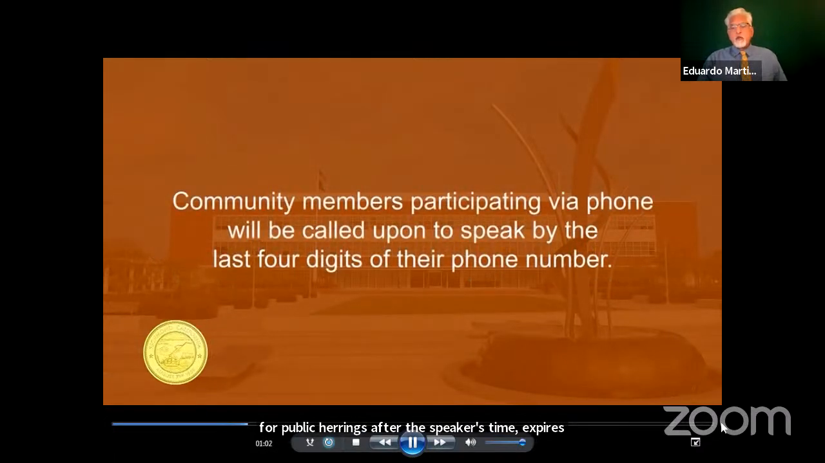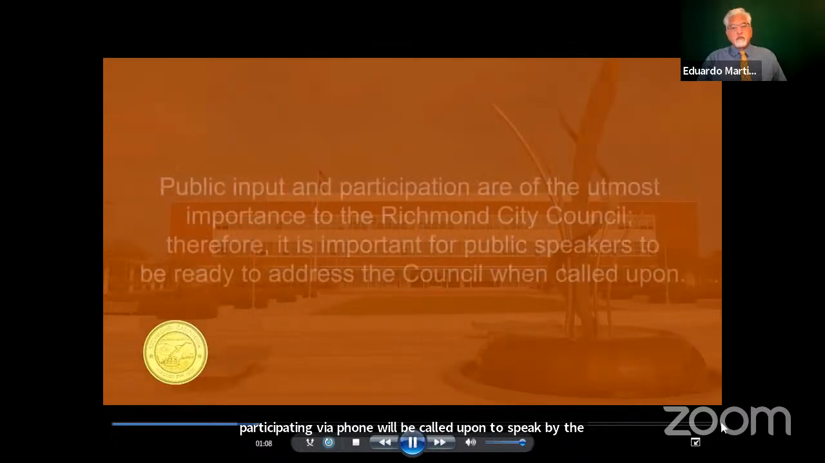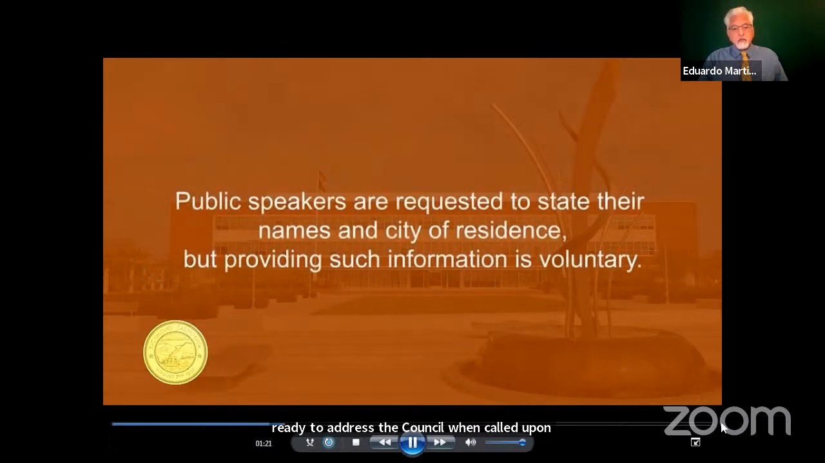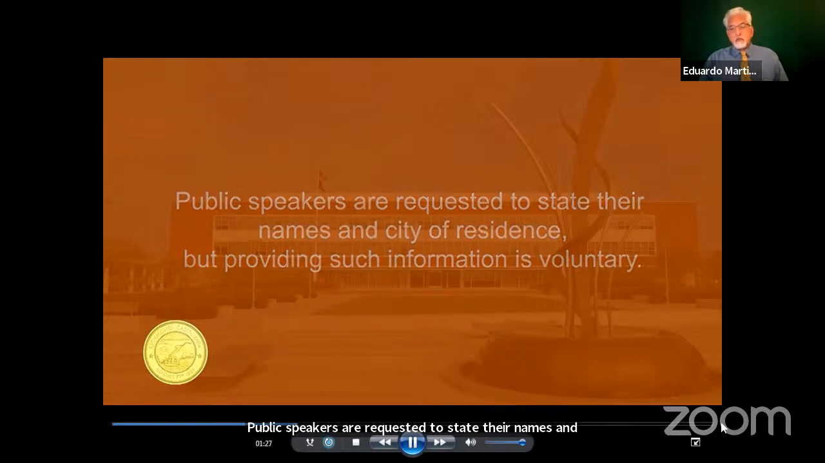Community members participating via phone will be called upon to speak by the last 4 digits of their phone number. Public input and participation are of the utmost importance to the City of Richmond City Council. Therefore, it is important for public speakers to be ready to address the council when called upon. Public speakers are requested to state their names and city of residence, but providing such information is voluntary.